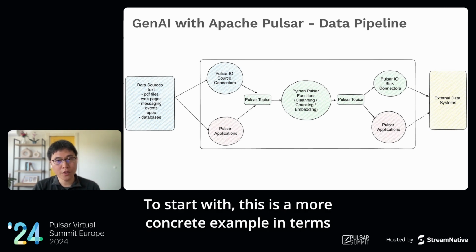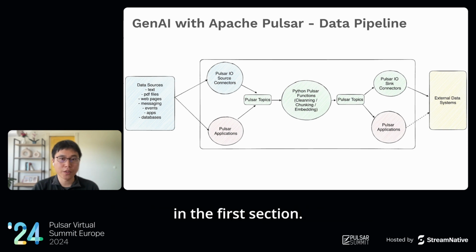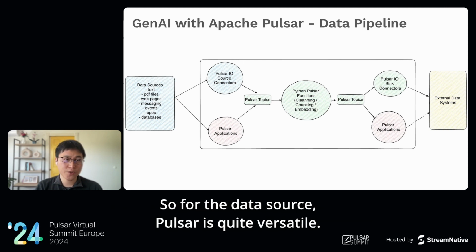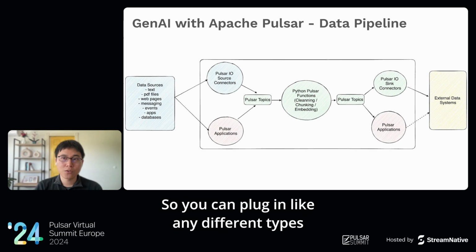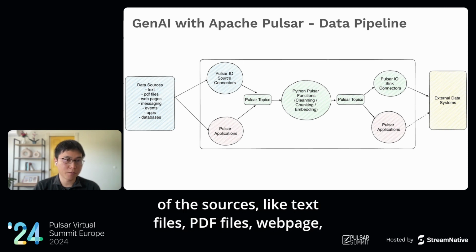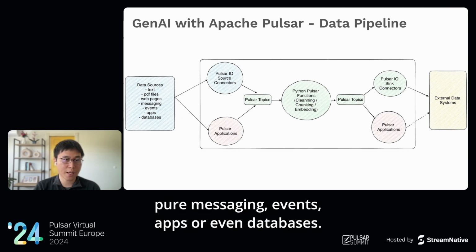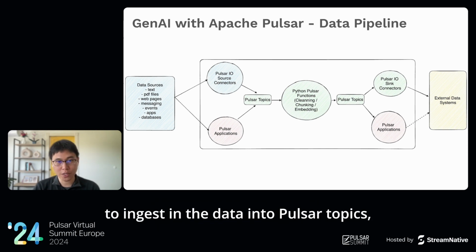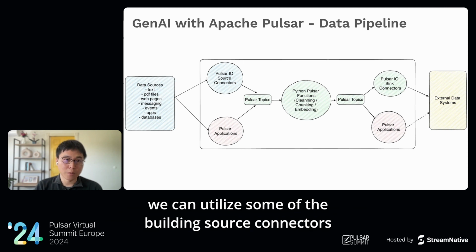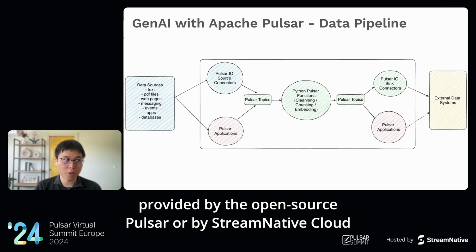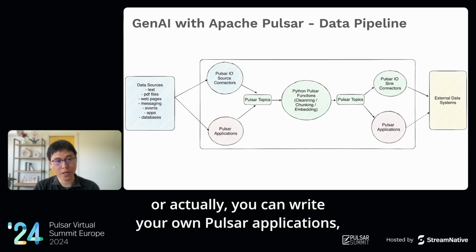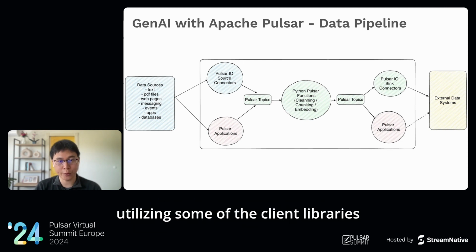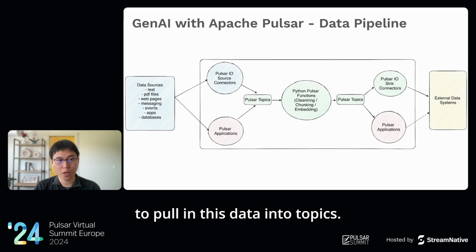To start with, this is a more concrete example of the data pipelines we just discussed in the first section. For the data source, Pulsar is quite versatile. You can plug in any different types of sources like text files, PDF files, web pages, pure messaging events, apps, or even databases. Depending on how you want to ingest the data into Pulsar topics, we can utilize some of the built-in source connectors provided by the open source Pulsar project or by StreamNative Cloud. Or you can write your own Pulsar applications utilizing some of the client libraries to pull this data into topics.